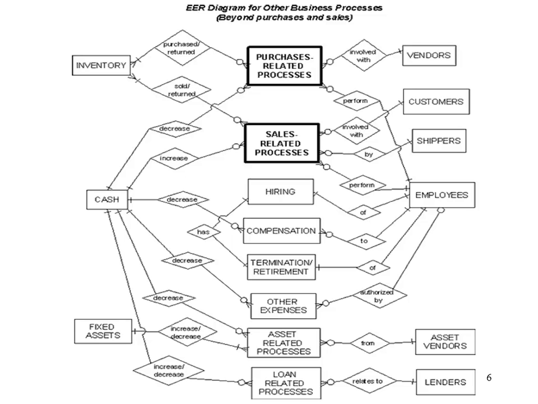Let's start with this one. For each termination or retirement, there must be exactly one employee. Make sense or not? Exactly one hiring, I'm sorry. For each termination or retirement, there must be exactly one hiring.